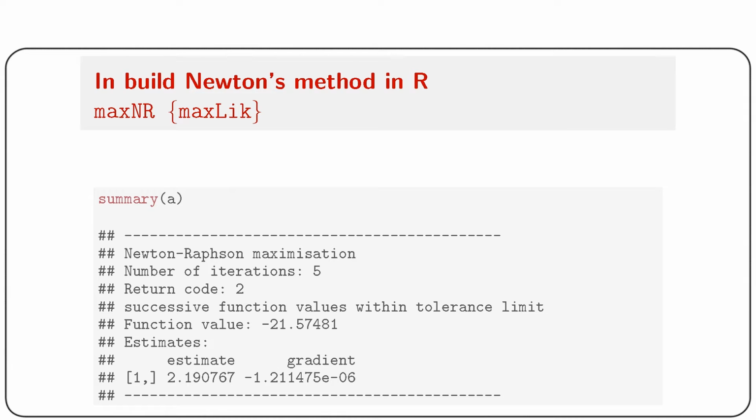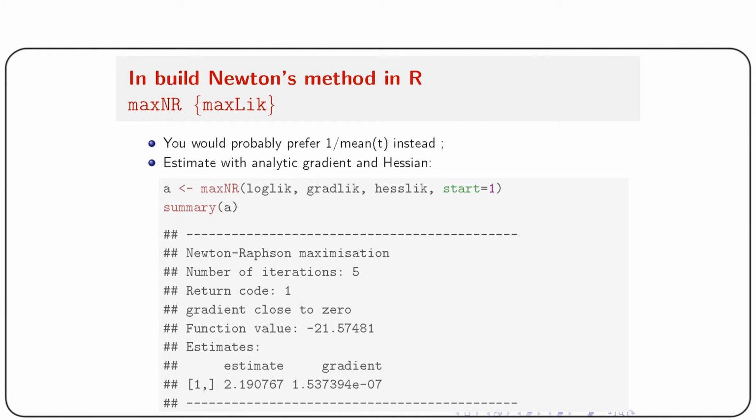The summary is: Newton-Raphson maximization, number of iterations equals 5, return code 1, gradient close to 0, function value is minus 43.48, the estimate is 1.75, and the gradient is 2.84 times 10 to the power minus 8. You would probably prefer maxNR by maxLik instead. So, estimate with analytical gradient and Hessian.